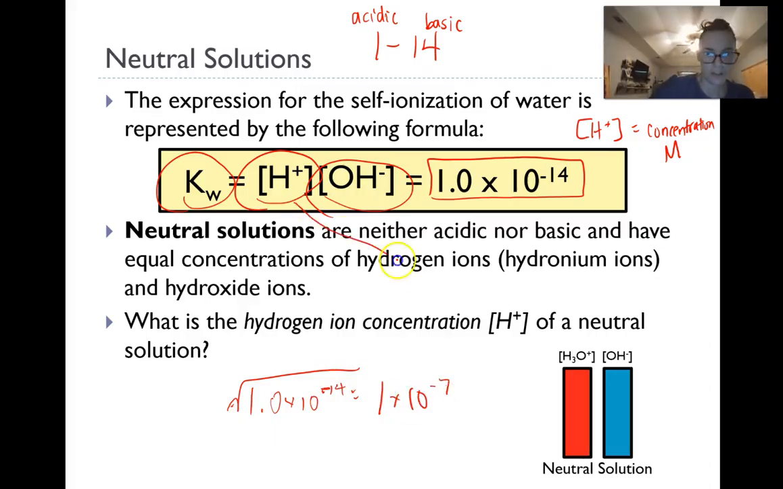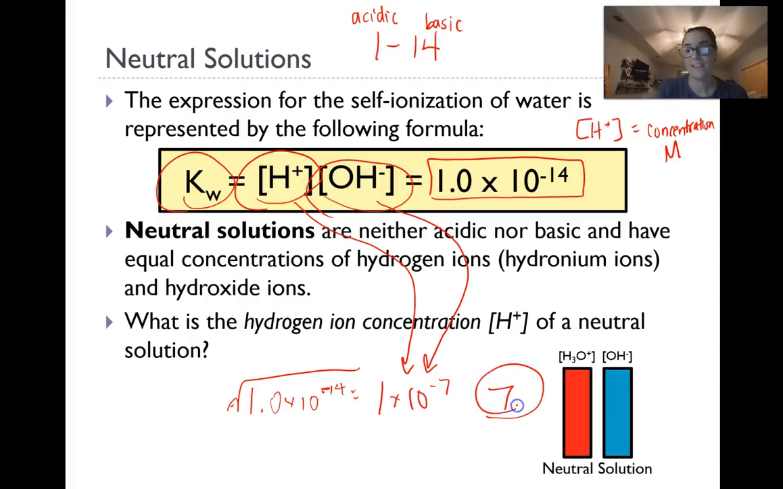So hydrogen is going to be 1 times 10 to the negative 7 molar, and hydroxide is also going to be 1 times 10 to the negative 7th molar, and when you multiply them together, you get 1 times 10 to the negative 14. Now maybe you have a sneaky suspicion as to why the pH of a neutral solution is 7. It does have something to do with this, and I'll get into that in just a second.